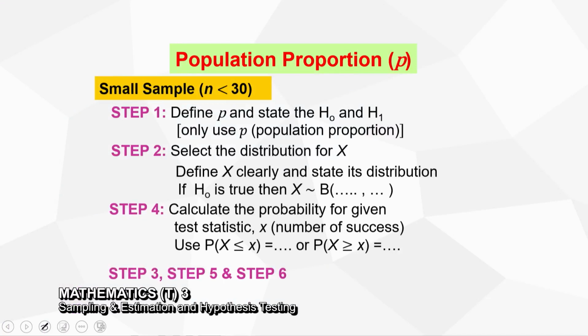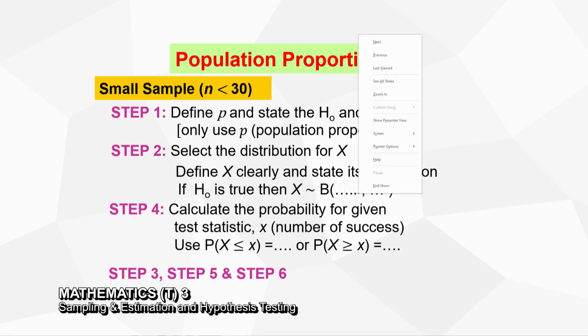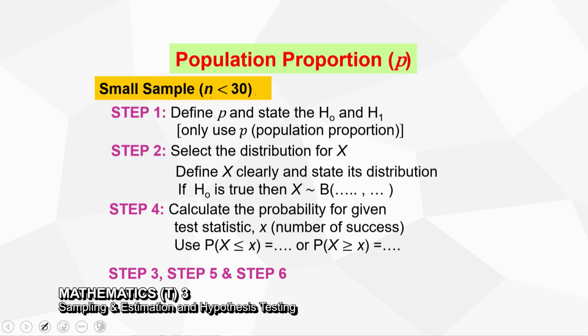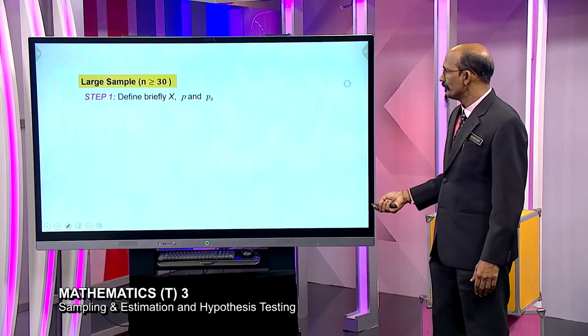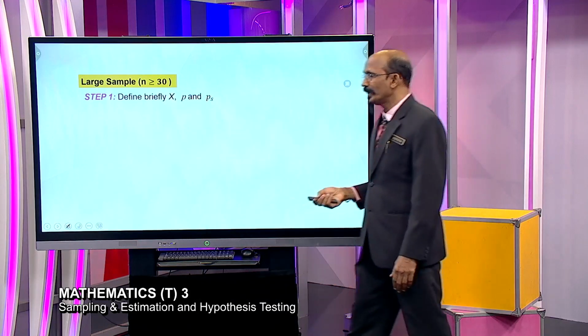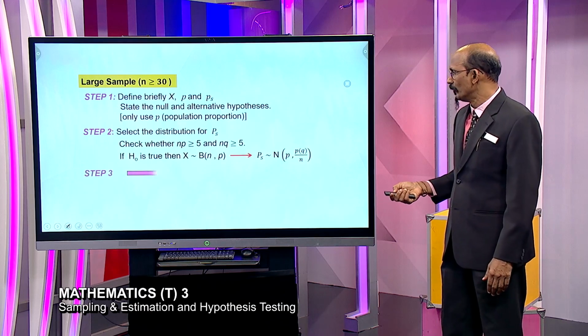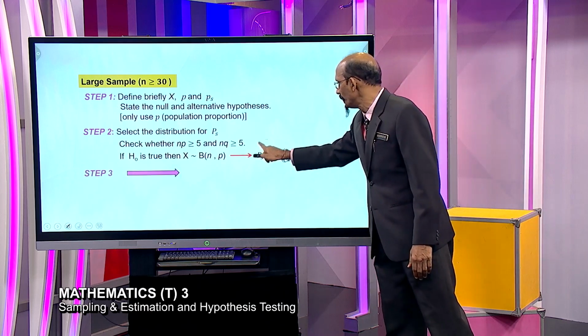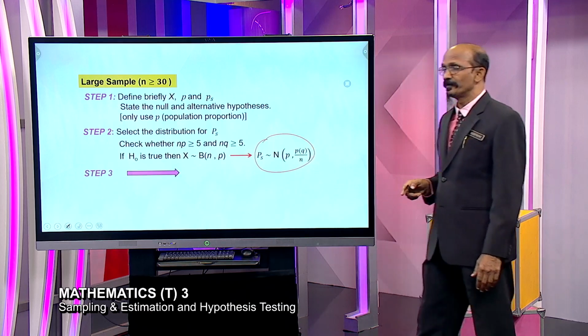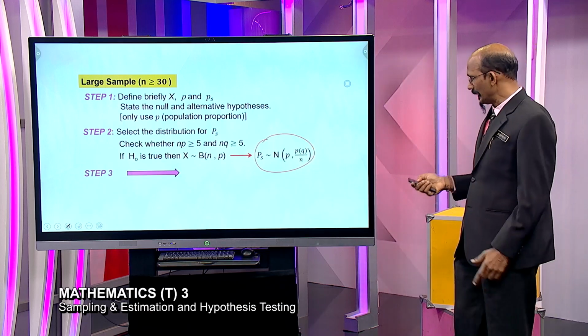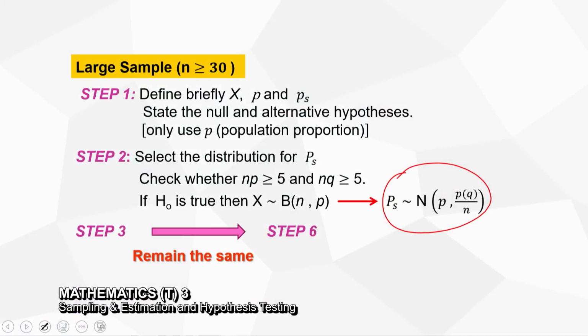You can read here. We are using binomial distribution for small sample size, meaning less than 30. So there is a slightly different test statistic here. For large sample, meaning greater than 30, the 6 steps are almost identical. Only a slight difference: we are using normal distribution. Just now we used binomial; for large sample, we use normal distribution.